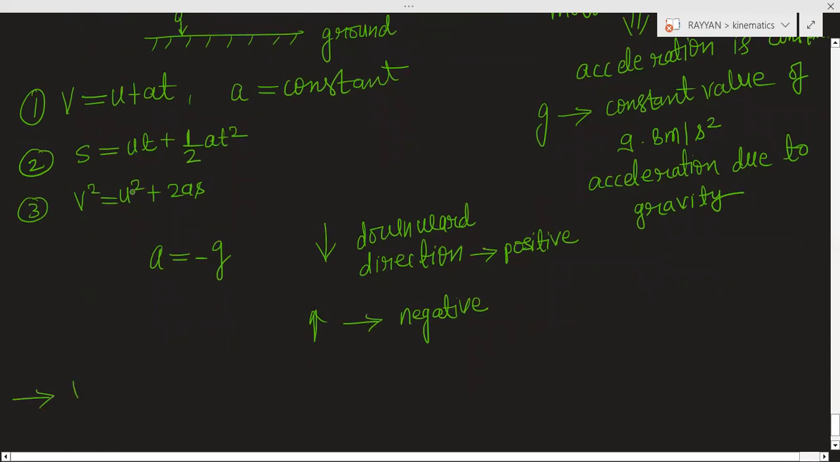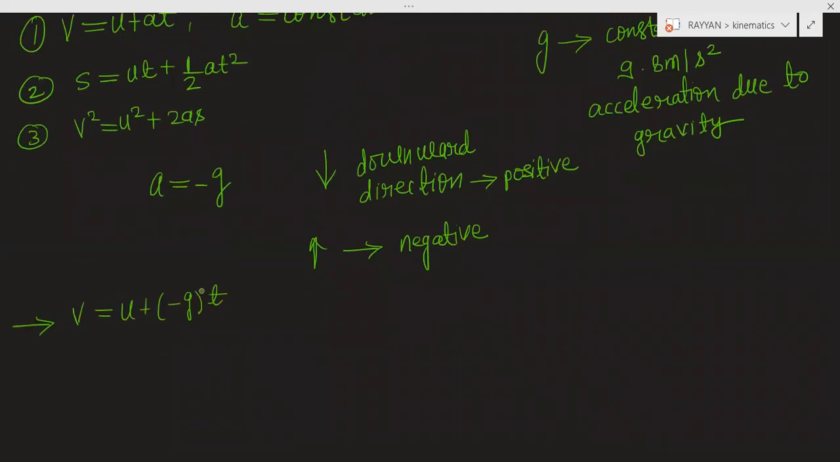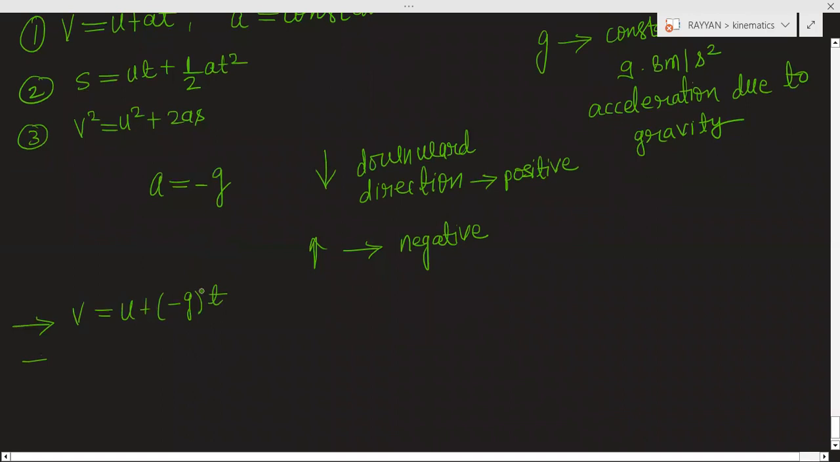So, the first equation: v is equal to u plus, instead of a, you will put minus g, into t. This is the first equation of motion. v is equal to u minus gt.